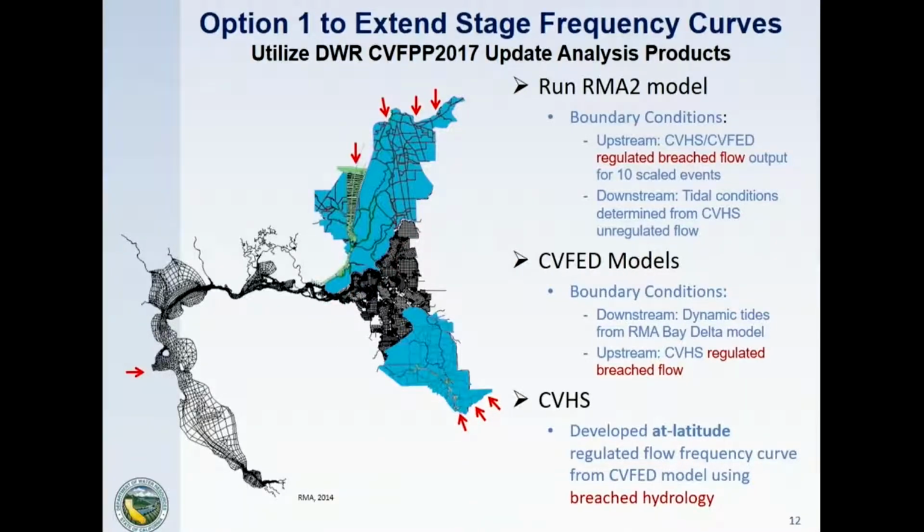So these are our riverine models, and these red circles served as a downstream boundary condition to these riverine models, and thus we generated the stage flow transforms. Now stage flow transforms at the point of interest were generated in the CVFED models, and now we use the altitude flow frequency analysis for the Sacramento Basin and San Joaquin Basin, and we developed the flow frequency and then the stage frequency.